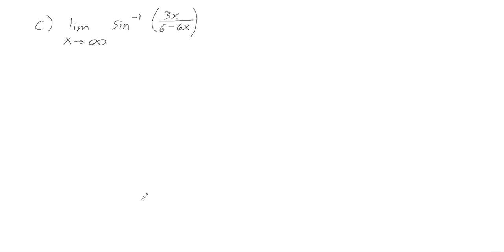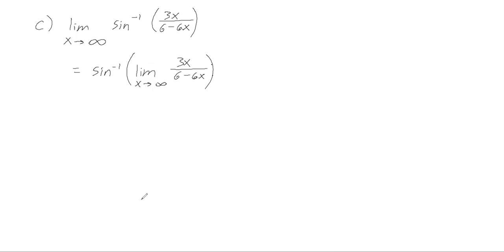All right, let's try to bring the limit to the inside here. So we're going to have the arc or the inverse sine of the limit as x approaches infinity of 3x over 6 minus 6x. If I try to evaluate this at infinity, I'll get some form of infinity over some form of infinity.